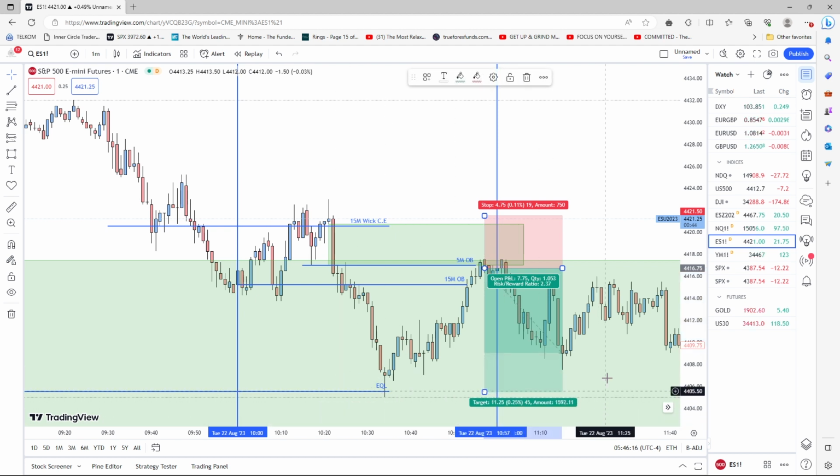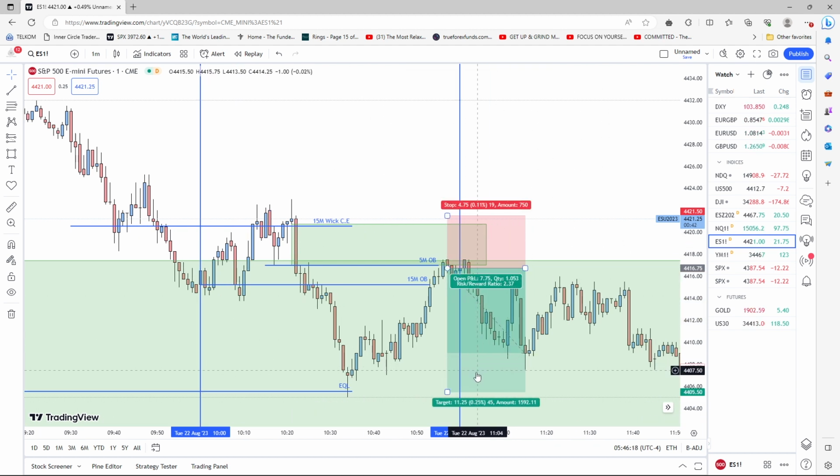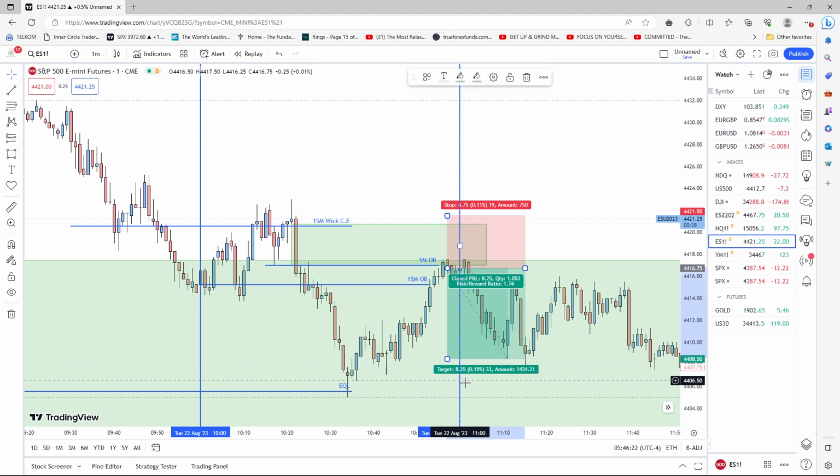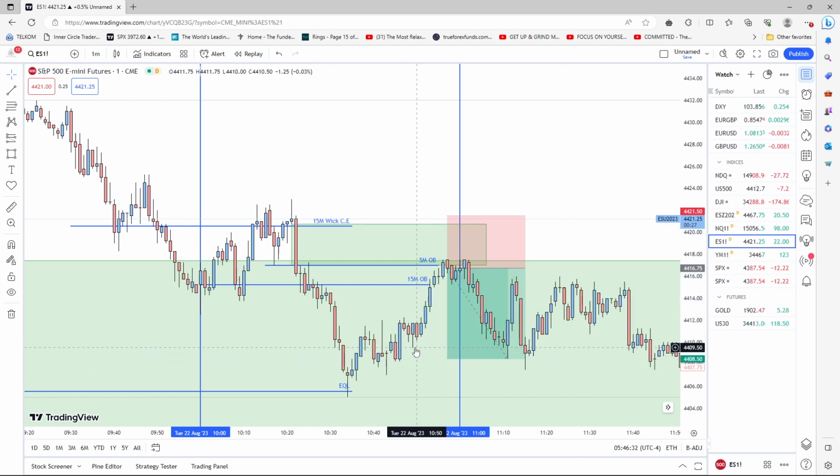Targeting this low, price did not quite hit that equal low. It did, however, give you 8.25 handles over here, which would have been a very good partial point below these lows over there. So there would be no reason not to take something off. And then you would have to switch to managing your position.